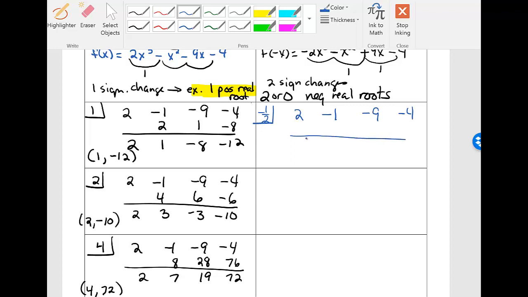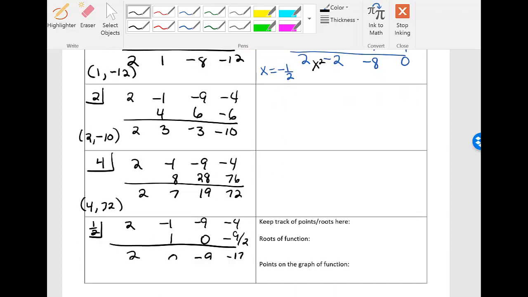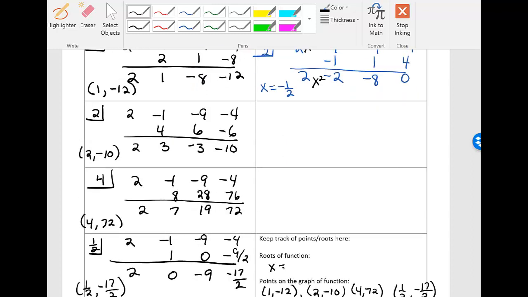So here we go. 2 times -1/2 is -1, gives me -2. -1/2 times -2 gives me 1, which gives me -8, and -1/2 times -8 gives me 4, which does give me 0. So x equals -1/2 is a root. We started with x to the third, which means we're now down to x squared. So let me fill in down here that we have a root, x equals negative 1/2, and we know one of our factors is x plus 1/2.